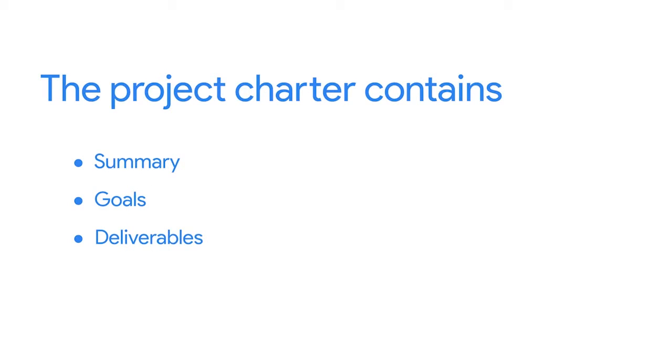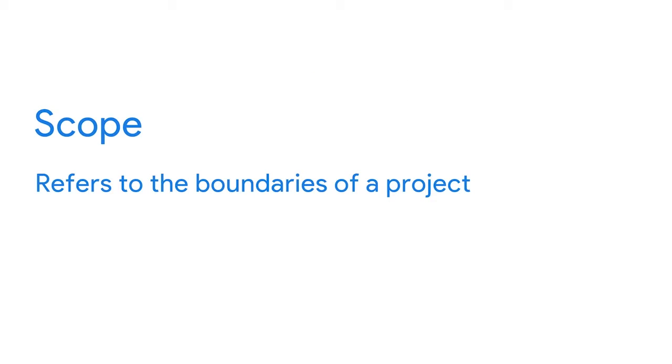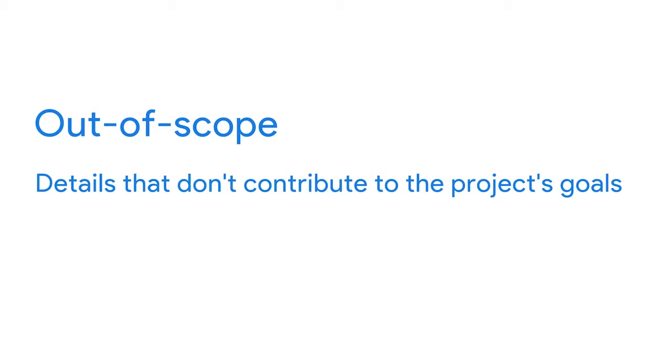The last part of a project charter that we'll cover here is scope. Remember that scope refers to the boundaries of a project. Along with the scope, the charter contains information about work that's out of scope. Details that don't contribute to the project's goals are considered out of scope. Scope was covered in a previous course, and I'll continue to discuss it in more detail in an upcoming video.